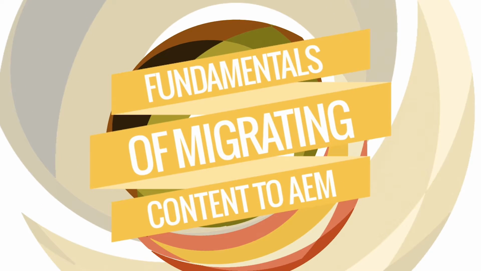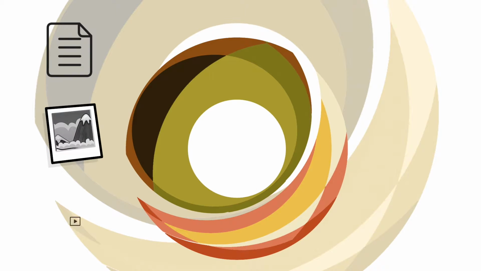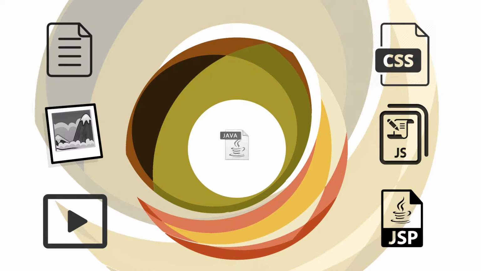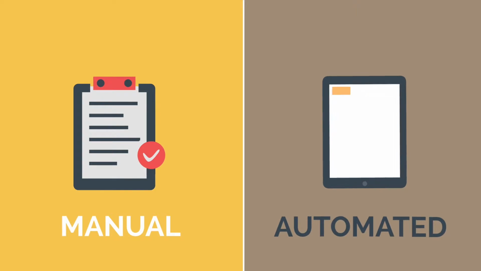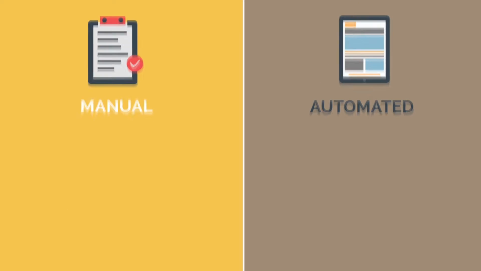Content migration activities in AEM would involve migrating all digital assets including pages, images, videos, and even code files like CSS, JavaScript, JSP, Java etc. to the new system. Two broad ways to go about content migration are manual content migration and automated content migration. Now, these two approaches are different in many ways. Here are some points in which we can compare the two.